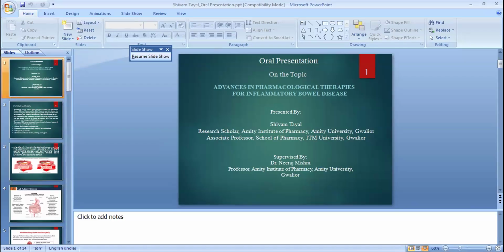Now I'm coming directly to the medication part. It is divided into 3 parts. First is the conventional therapies: aminosalicylates, corticosteroids, and immunomodulators. But these therapies do not work on the main cause of the disease. They only relieve the symptoms.